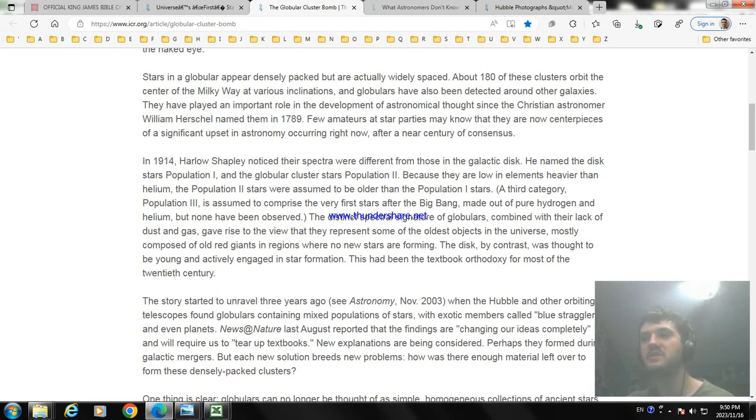But the distinctive central concentration of globulars, combined with a lack of dust and gas, led astronomers to regard them as among the oldest objects in the universe, mostly composed of old red giants and regions where no new stars are forming. The disk, in contrast, was thought to be young and actively engaged in star formation, and this has been textbook orthodoxy for most of the 20th century.